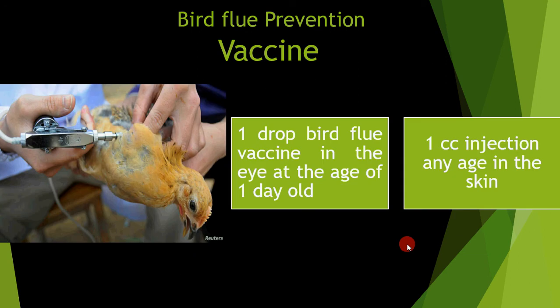Then the vaccine. Obviously there are vaccines for this disease, which you have to apply at the age of 1 day, 1 drop of bird flu vaccine in the eyes, and then you have to apply a 1 cc injection underneath the skin at any age, and you have to follow it when you start the farm.